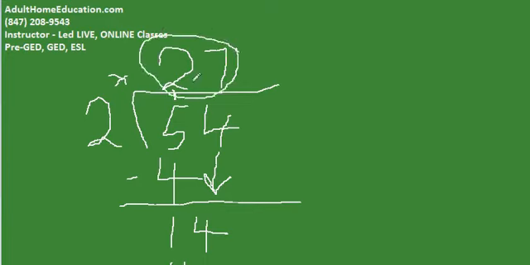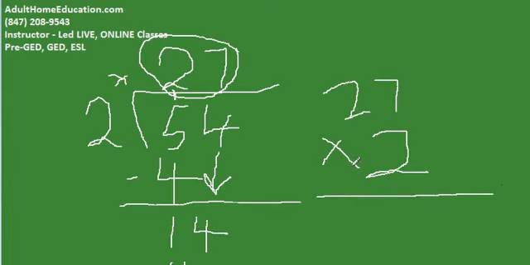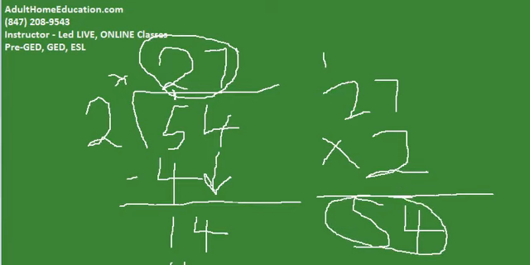Now, how do we check this answer and make sure that we did this right? We times 2 times 27. And what does that equal? 2 times 7 is 14. So we put down the 4 and carry the 1. 2 times 2 is 4, plus 1 is 5. And yes, we get 54, so we know our answer is right.